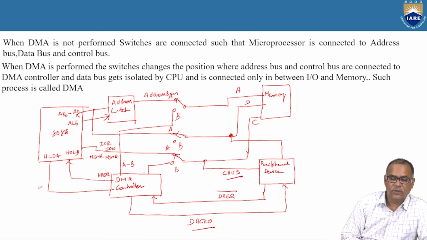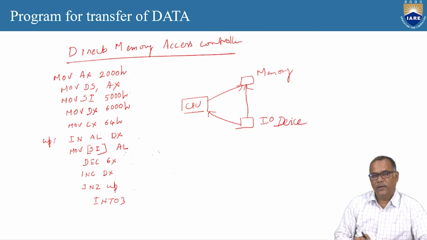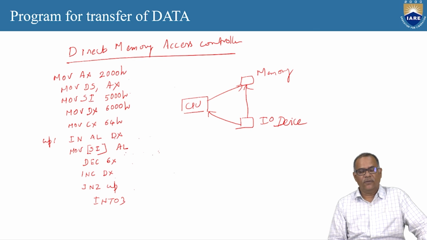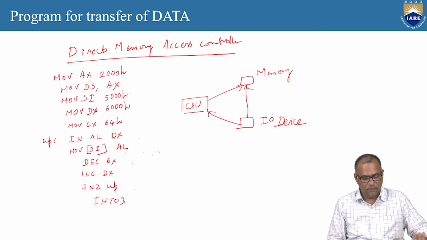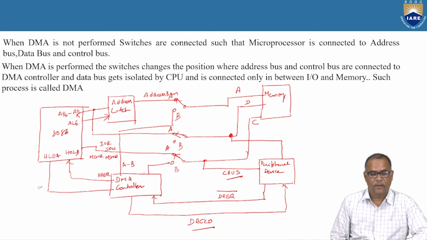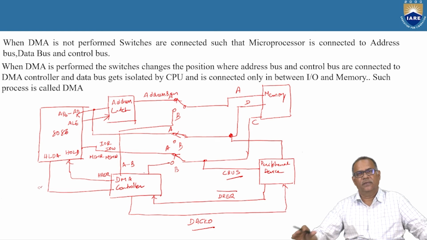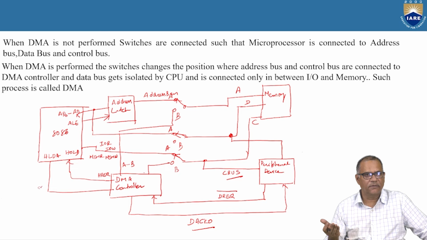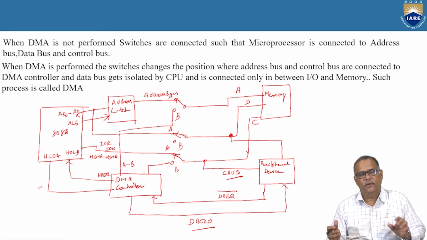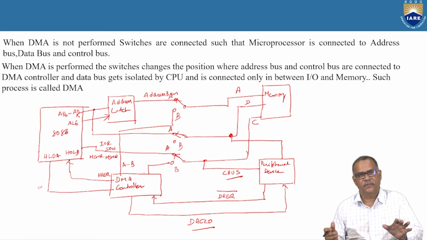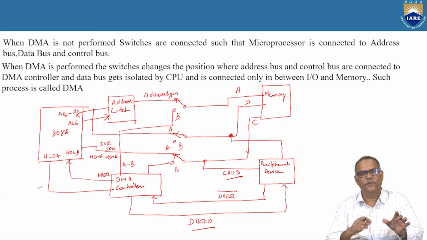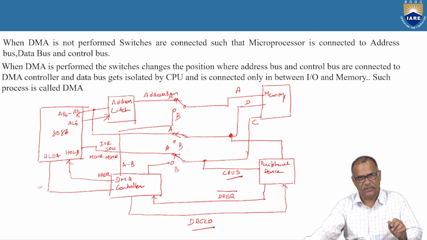The DMA controller is used to save time instead of involving the CPU unnecessarily for the transfer of a large volume of data. As we said, initially the switches are in upward position A, and the microprocessor is in control of the system bus. Any transfer of data required between the IO device and memory has to go through the CPU: the device sends the data to the CPU, and from the CPU it goes to the destination.